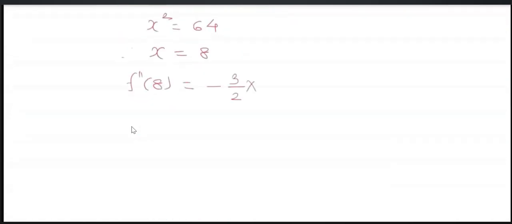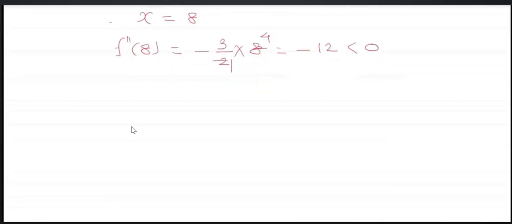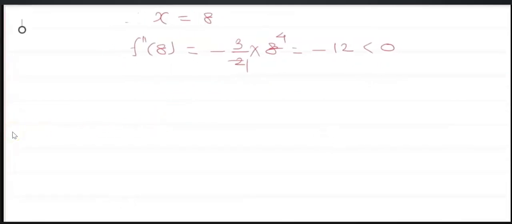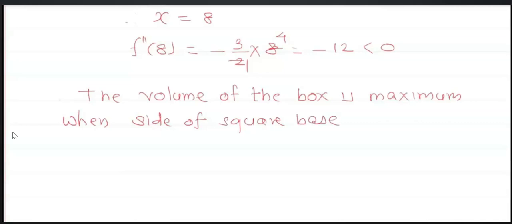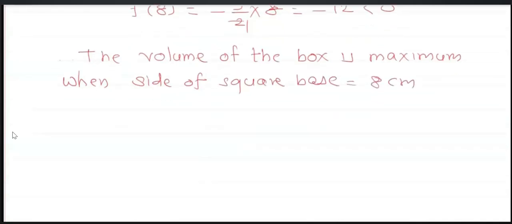Now the second derivative, that is f double dash at x equal to 8, is equal to minus 3 by 2 into 8, that is minus 12, which is less than 0. Therefore, the volume of the box is maximum when the side of a square base is equal to 8 centimeter.